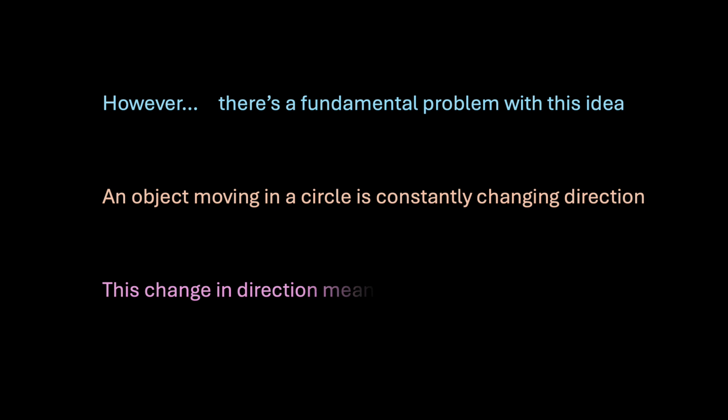However, there's a fundamental problem with this idea. As you may know, an object moving in a circle is constantly changing direction. Even if its speed stays constant, this change in direction means the object is accelerating. That's because acceleration is defined as the rate of change of velocity, and velocity as a vector includes both speed and direction. So if either changes, we have an acceleration.